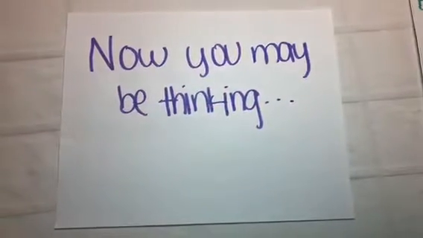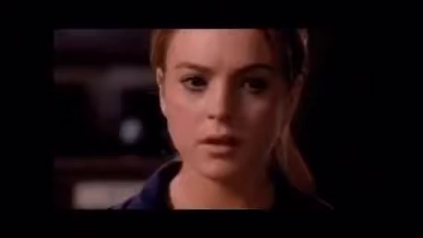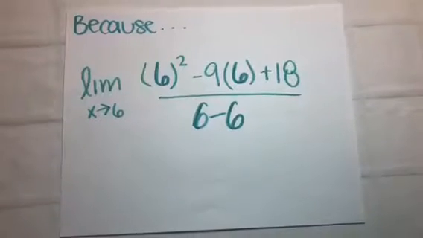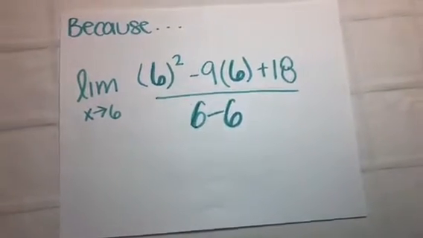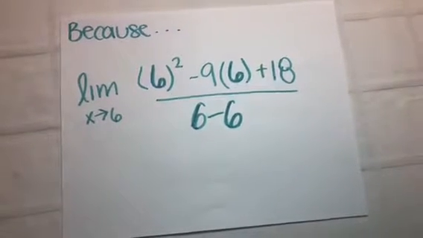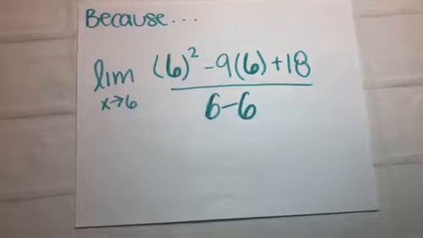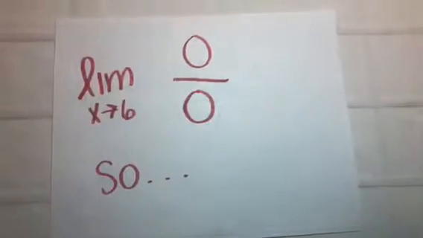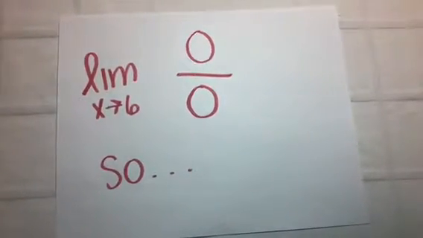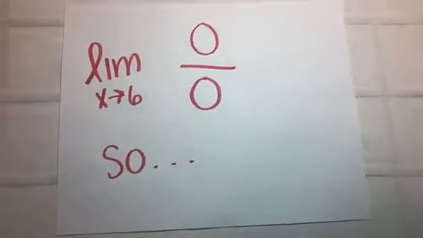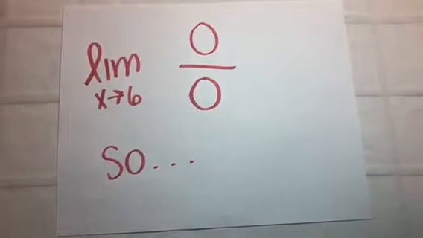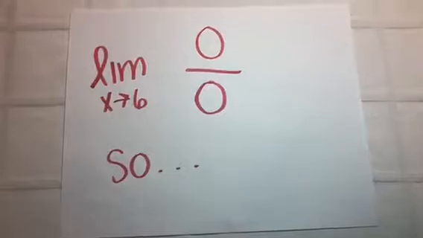Now you may be thinking, the limit does not exist. The limit does not exist! Because when you plug 6 into the equation, you have the limit as x approaches 6 of 6 squared minus 9 times 6 plus 18 over 6 minus 6. And when you solve that out, you have 0 over 0, which is technically just 0, but because it's in the indeterminate form, it means that the limit does not exist.